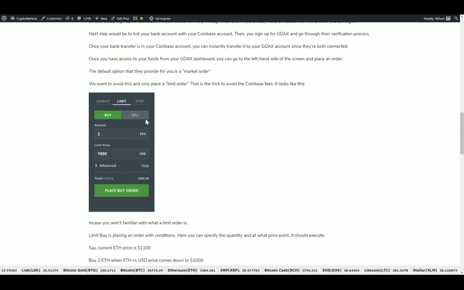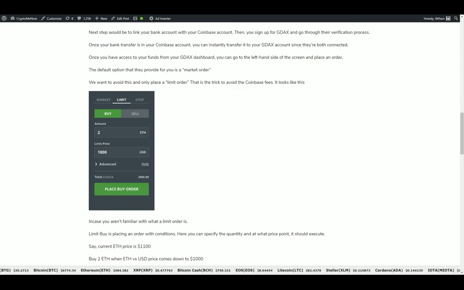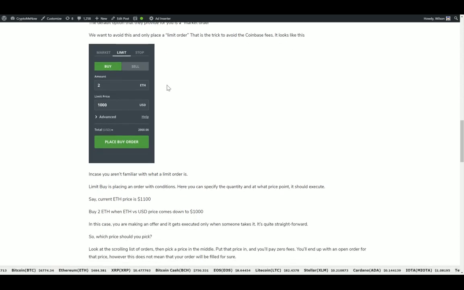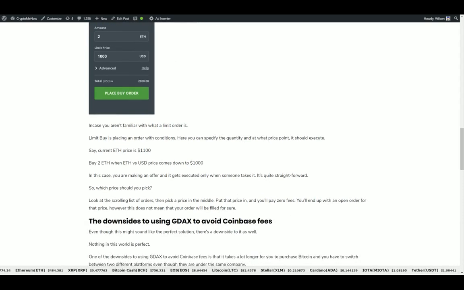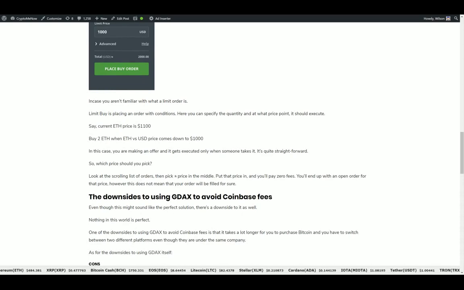By default, they give you a market order, which is not what we want. The trick here is to use a limit order, and this is how you avoid the Coinbase fees. Now they call it a maker order or something like that, but it's pretty much the same thing as a limit order. For those of you who trade stocks, you're probably already familiar with what a limit order does. After you place the order and pick the price you want, you'll be able to purchase Bitcoin with no transaction fees. When you're ready to sell, sell directly on Coinbase Pro, then transfer it back to your Coinbase account and withdraw it into your bank account.